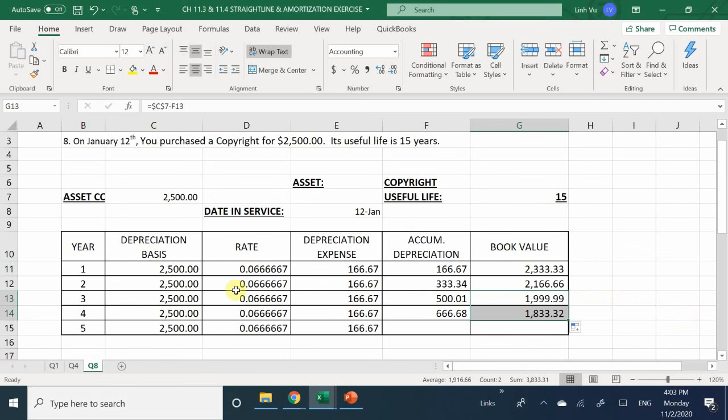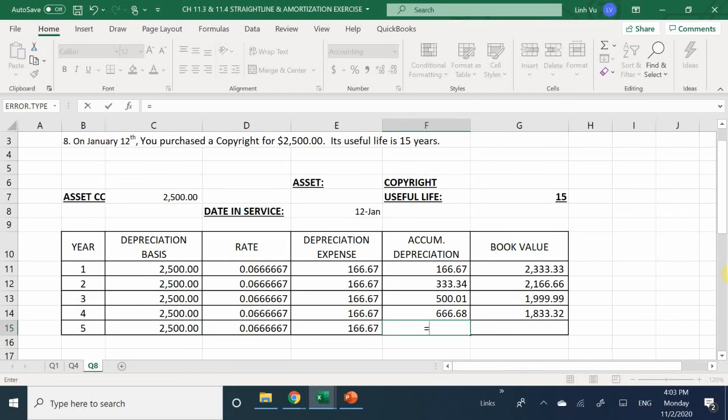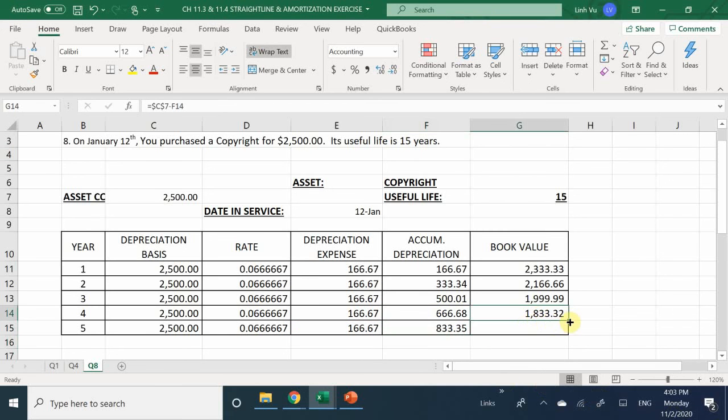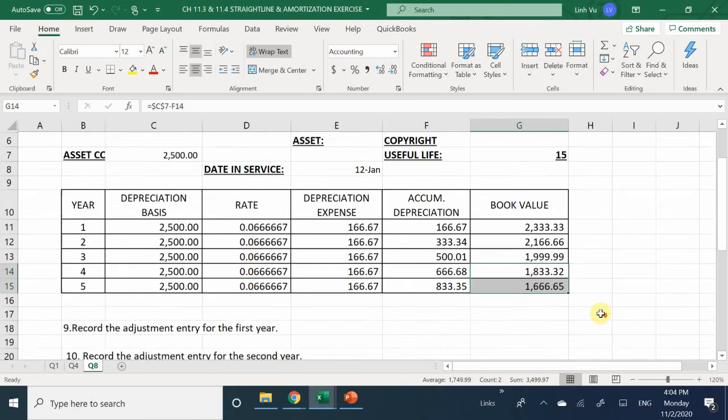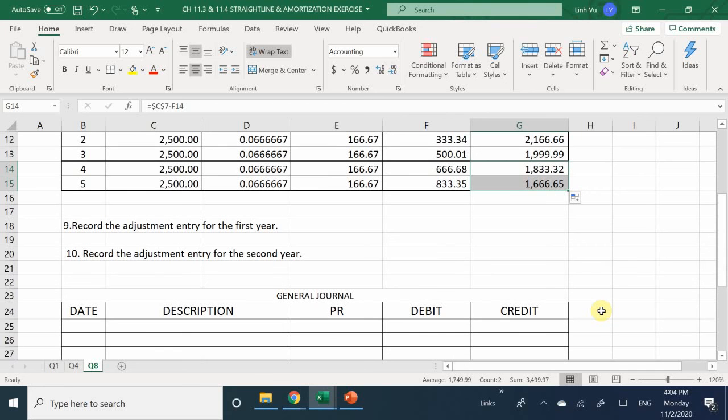And lastly, I don't want you to do all 15 years because it's going to be identical. So tell me what's the last one going to be? That is $833.35, bringing my book value to $1,666.65. Good.